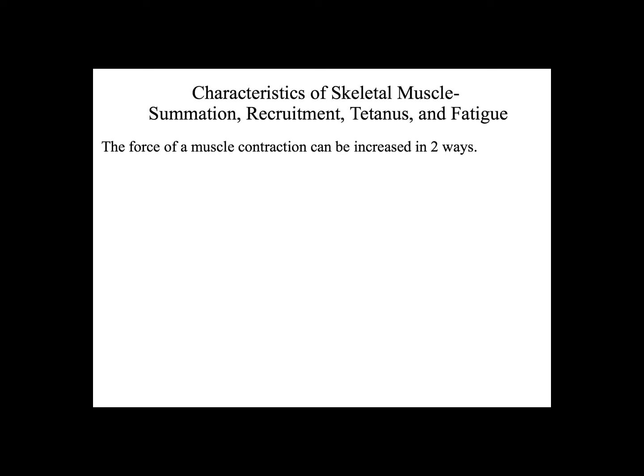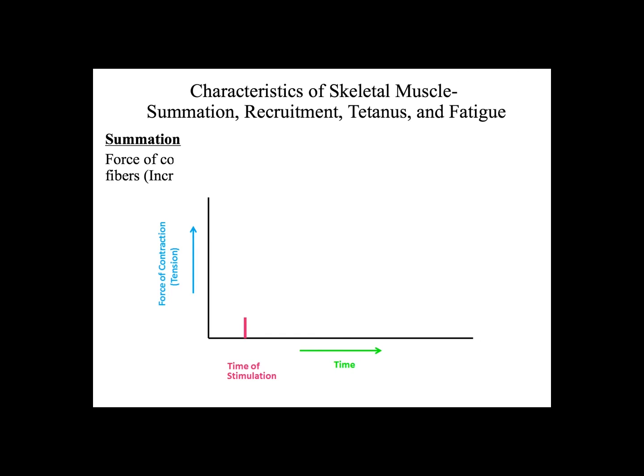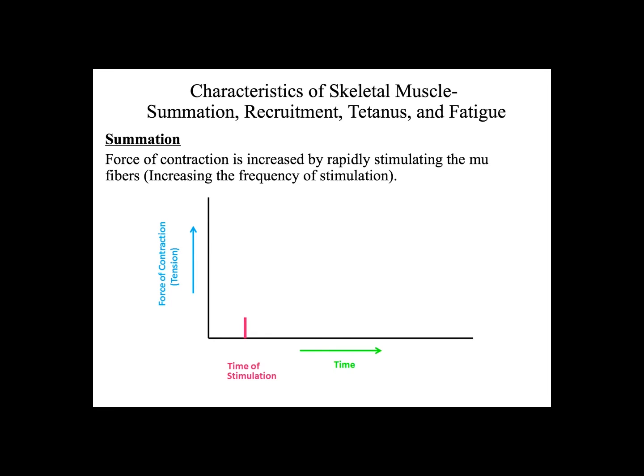So how can the force or the strength of a muscle contraction be increased? Well, it can increase in two ways. One way is by summation, and the second way is by recruitment. During summation, force of a contraction is increased by rapidly stimulating the muscle fibers. In other words, increasing the frequency of stimulation.